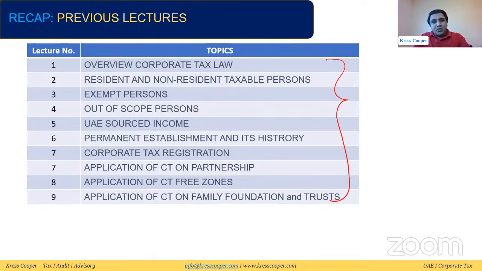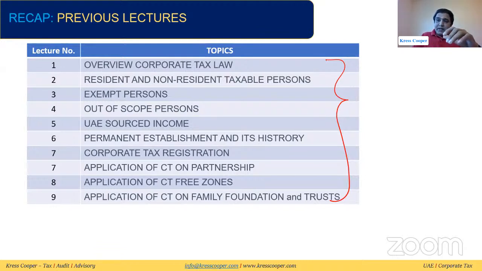While discussing the scope of corporate tax, every time we said that every resident person and non-resident person who comes under the scope will be liable to pay tax on the taxable income, or on the UAE sourced income, or on the income which is not at 0%. Basically, we discussed scope and, to some extent, the income which will be subject to tax. And every time we said taxable income will be subject to corporate tax. Now the question arises, what is taxable income?